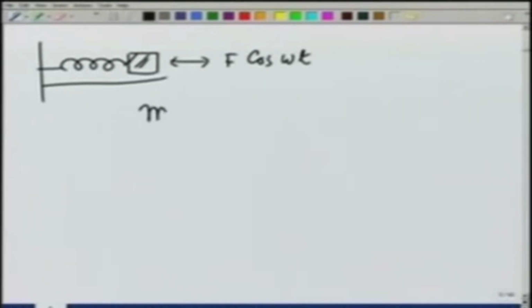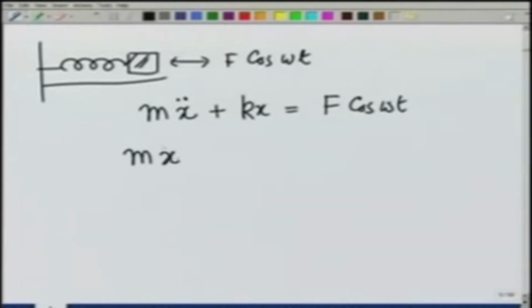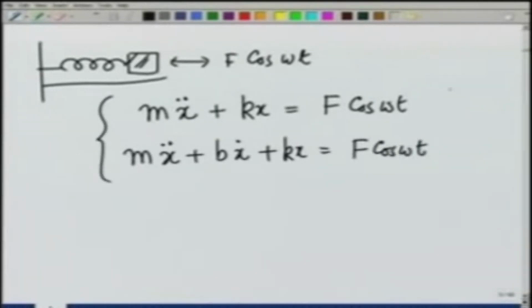The equation of motion of this system is going to be m x double dot plus k x is equal to f cosine of omega t. If it is a damped oscillator, then the equation is going to be m x double dot plus b x dot plus k x is equal to f cosine of omega t. This is a free oscillator and this is a damped oscillator.